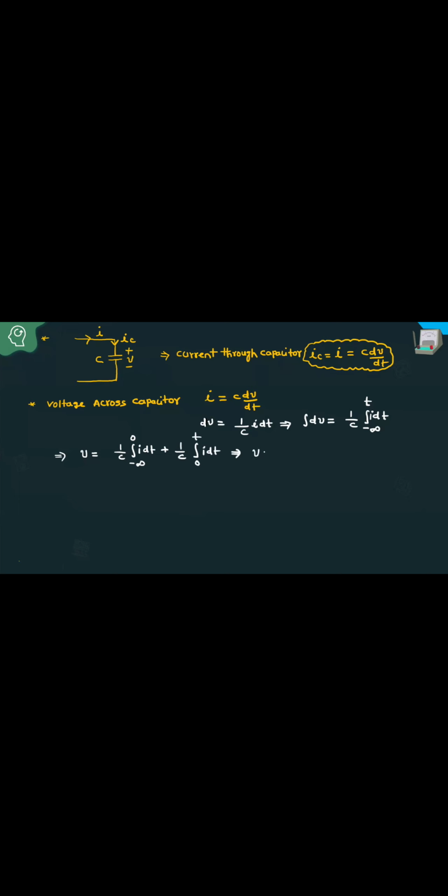From this, what is the voltage across the capacitor? Let's assume that this first term is the initial voltage across the capacitor. Vc of 0 plus 1 by C integral 0 to t I dt. This is the formula for the voltage across the capacitor. What is Vc of 0? This is the initial voltage across the capacitor.